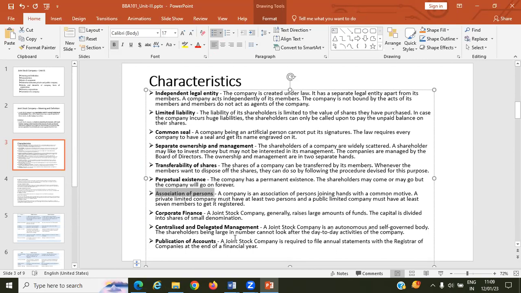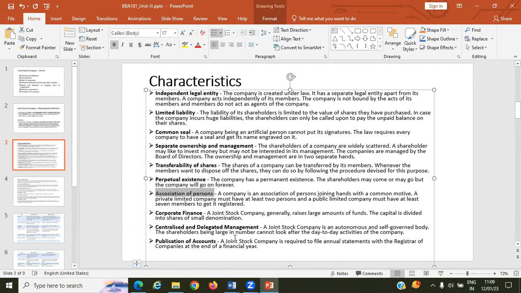Whatever share you are holding, you have that much responsibility. That means if something goes wrong with the company, you are liable in that proportion. Suppose you invest 1 lakh, you are only liable for 1 lakh rupees, not for 5 lakh or 5 crore, whatever the capital amount. Whatever you are investing in that company, you are responsible for that portion. That is limited liability.